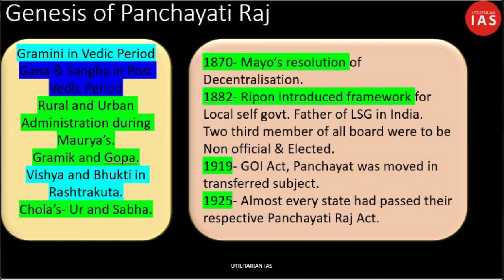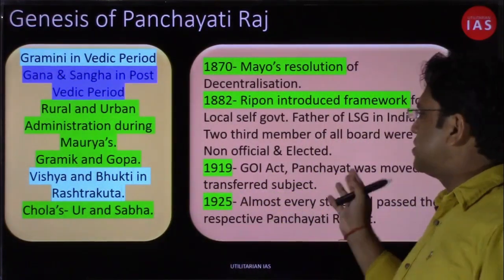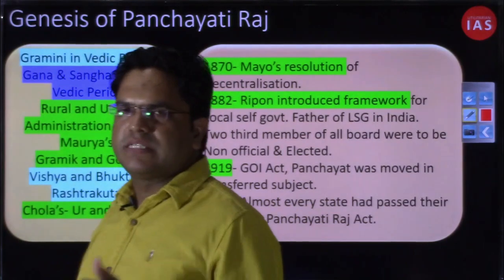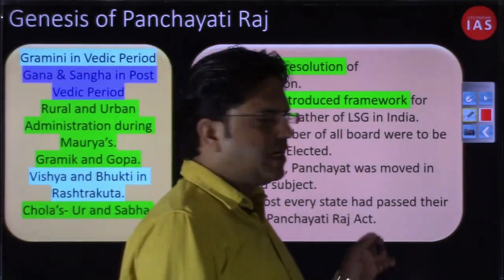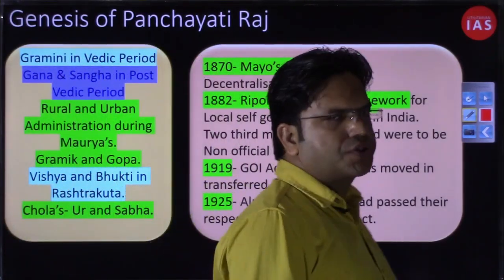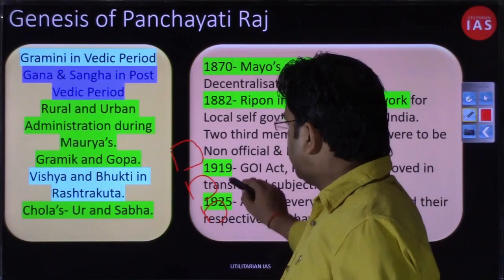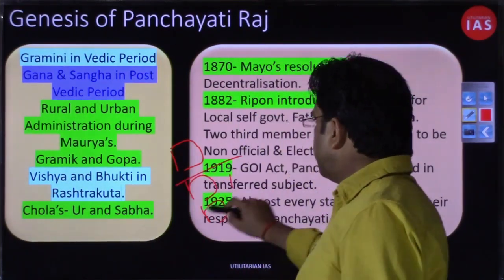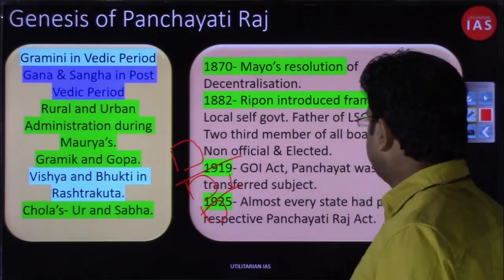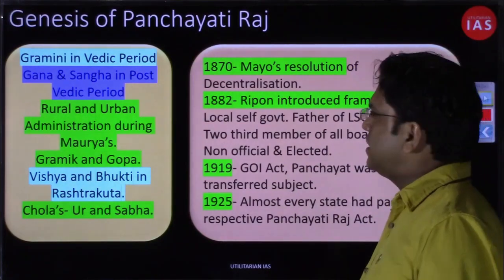There may be some differences in the structures, but by 1925 almost every province had some kind of Panchayati Raj structure, right? So almost every state, like Bihar, Odisha, in one form or other had their own version of the Panchayati Raj Act. You have this three-layered structure after the 73rd Amendment Act. They may not have had that kind of structure, but in one form or another almost every province did have these Panchayati Raj institutions. So I hope the ancient aspect and the British aspect of Panchayati Raj would be clear to you.